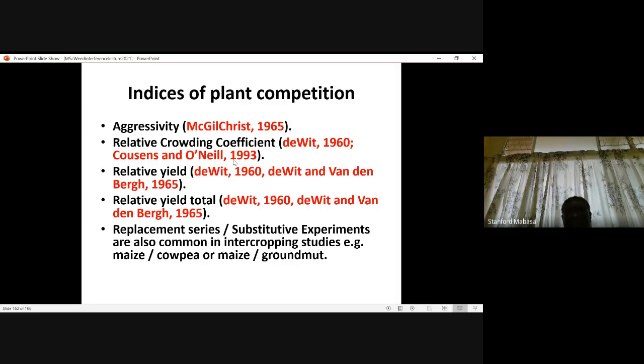Now, for your own information, replacement series or substitutive experiments are also commonly used in intercropping. For example, maize and cowpea or maize and groundnuts. But as for us, our focus was on weeds, but you can apply the same principles to agronomic trials in intercropping.